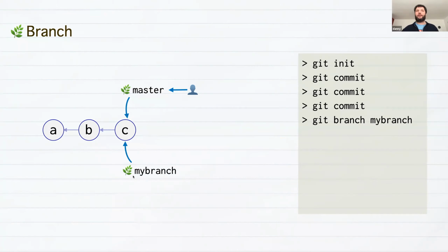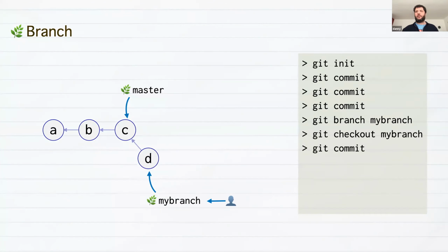I'm not working on it, I've just made it, so the head is still on master. To work on the branch, I would do git checkout my branch, and that would move the head, so it's now pointing to the ref my branch. If you then make a new commit, you're working on my branch, and the new commit has a parent of C, and the my branch ref moves, so it points to commit D. Now notice that master has stayed exactly where it is.